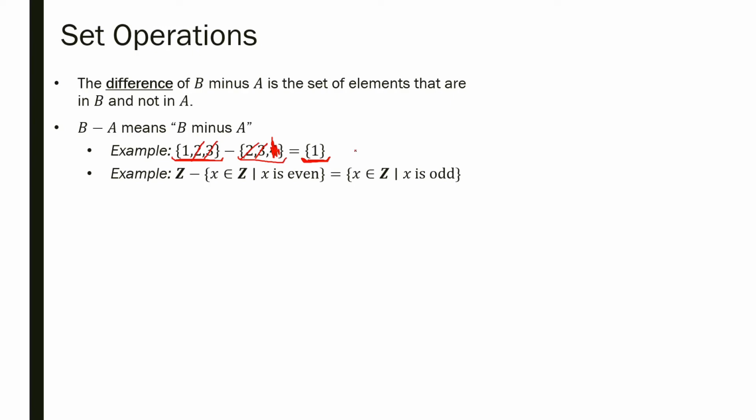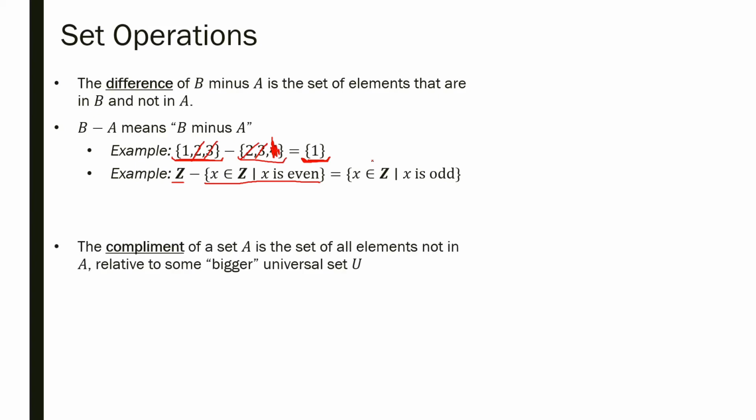Another example, let's look at all the integers and subtract off this thing. What is this? This is the set of all integers x such that x is even. So these are just all the even integers, right? So if we take all the integers and we take away all the even integers, what's left over? Well, obviously, it's just all the odd integers, right? The set of all integers x such that x is odd. So integers minus the even integers gives you just the odd integers.